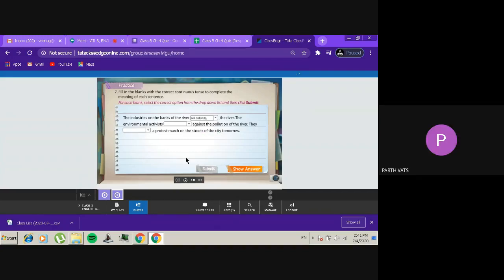The environmental activities. Not activities, it is activists. Activists are the people who work there. Okay. Are protesting against the pollution of the river. It's here, tomorrow. From this tomorrow you should understand what will be holding. Okay, let's see. Excellent. You have identified the continuous tenses correctly. Great, great, Parth. Excellent. Now this is over and it's almost time also.